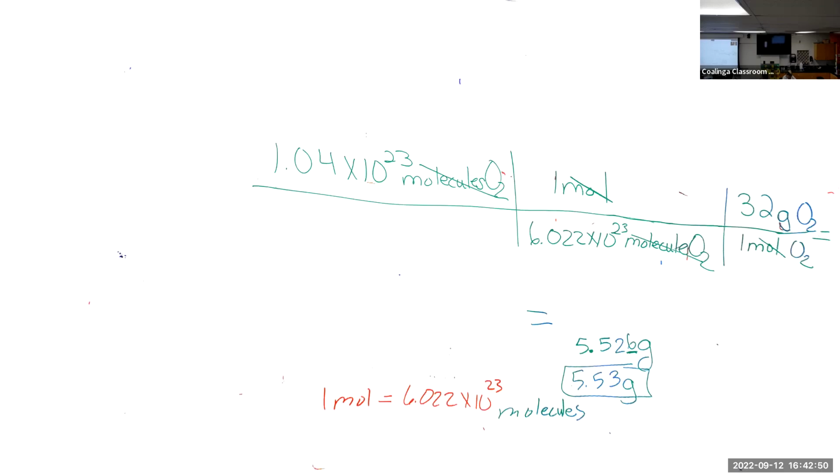The 32 is from the periodic table, and it's rounded anyway. So we don't use the periodic table to determine our significant figures. We're only going to use what we studied. All right, so that's it.